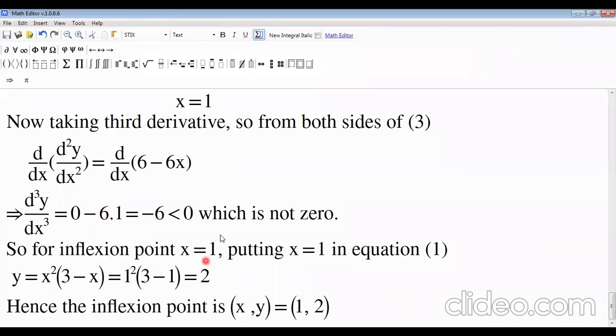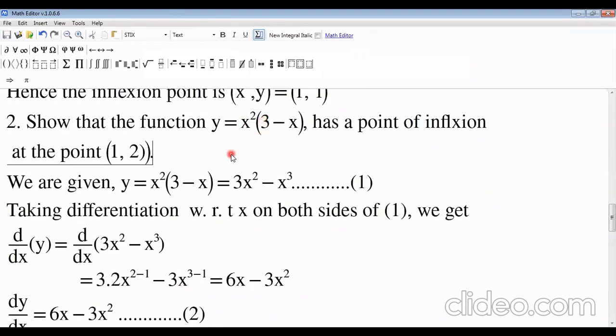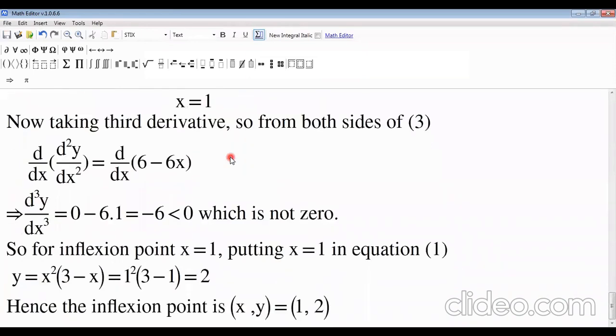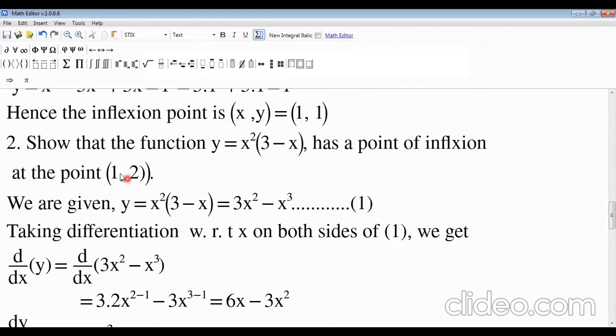That means at x equals 1, the given curve becomes an inflection point, that means concavity changes. So putting x equals 1 in the given equation, we get y equals 2. That means we get the inflection point x equals 1 and y equals 2, that means (x, y) equals (1, 2). And it is our desired result, because we have to show that (1, 2) is the inflection point.